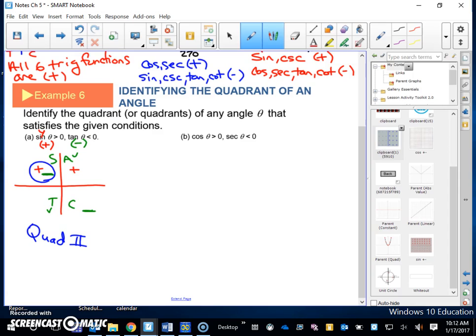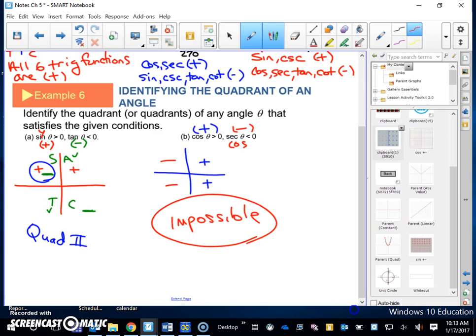Okay, the next one is weird because it says cosine theta is positive. So cosine goes with x. I'm talking about here and here. But then secant theta is less than 0, that means negative. But secant is the reciprocal of cosine, and so saying secant is negative is saying cosine is negative. So if you try to put those together, where is cosine positive and secant negative, it's not going to work. This is impossible. You can't do both of those things at the same time.